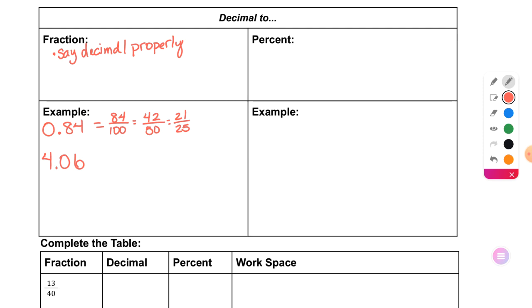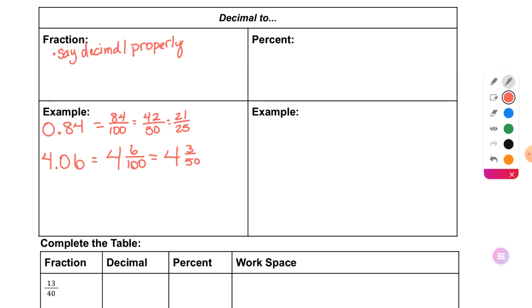Who can say that one properly? And you're having to think back. Callan? 4 and 6 hundredths. What does that look like as a fraction, Maya? And then 6 over 100. Best answer? No. Briley, what's wrong with it? It's not simplified. My whole number stays a whole number. What goes into 6 and 100? 2. So we would have 4 and 3 fiftieths.